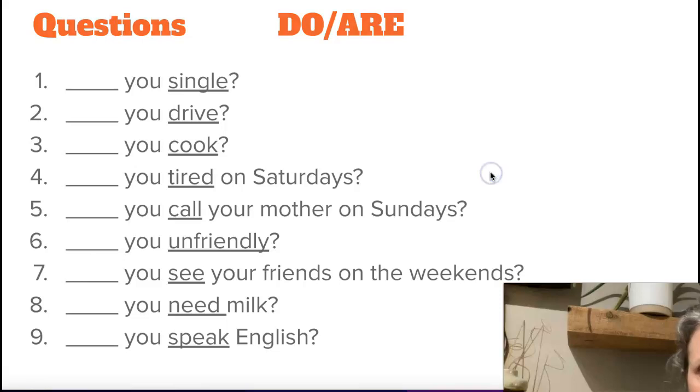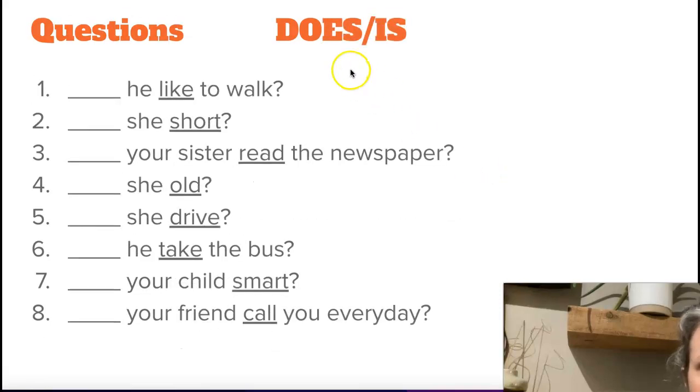And let's look at the next sheet. This is the same, except we are talking about he or she. And so we are going to use does or is. So again, we want to look for the verbs. Like is a verb. Read is a verb. Drive, take, and call. So with the verbs, we are going to use does.